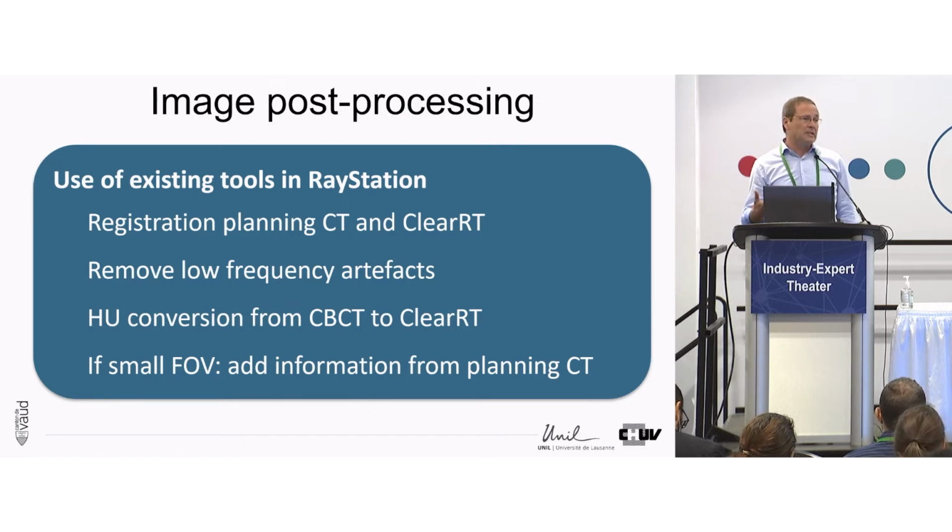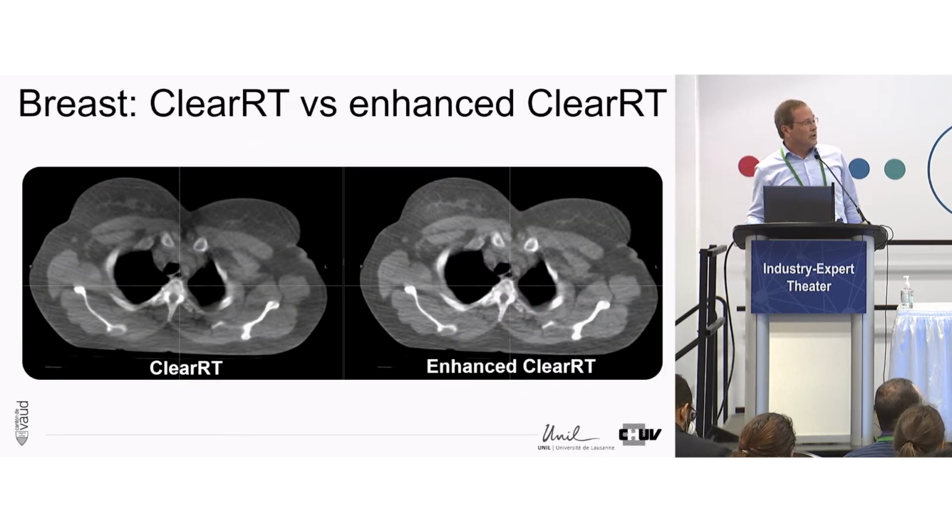The tool is a CBCT converter, because this is the tool that exists on RayStation, but it's exactly the same if we wanted to do a CT to CT conversion. And as I said, if the field of view is small, we can add some parts of the planning CT on the ClearRT CT, so that we get all the information we need. This is an example of the change, and you probably won't see any difference between these two, but there's a bit less low frequency artifacts, and the homogeneity is a bit better. But this is the kind of image we can get with the patient on the table for doing the job we want to do for adaptive.